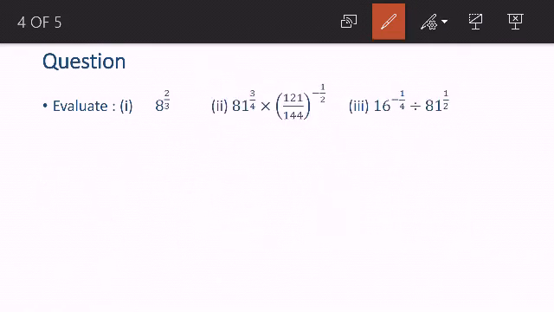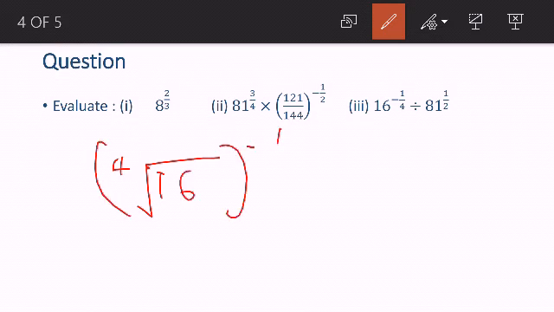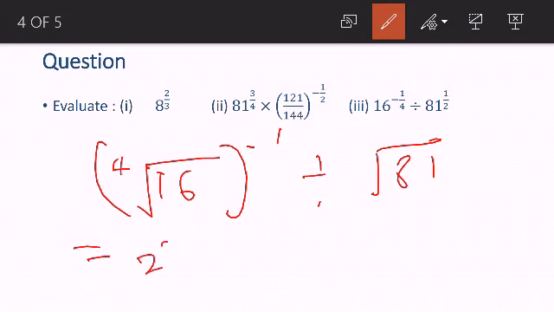Now we'll move to the next one, the third question. 16 raised to the power minus 1 over 4 divided by 81 raised to the power 1 over 2. That can be written as the fourth root of 16 all raised to the power minus 1, then divided by 81 raised to the power half, which means square root of 81. Now the fourth root of 16 is 2, so you have 2 raised to the power minus 1 divided by the square root of 81, which is 9.